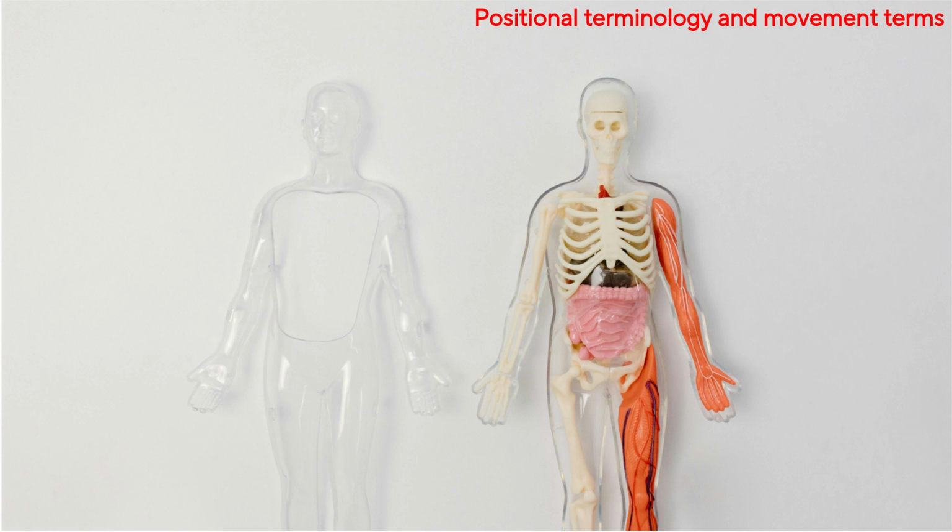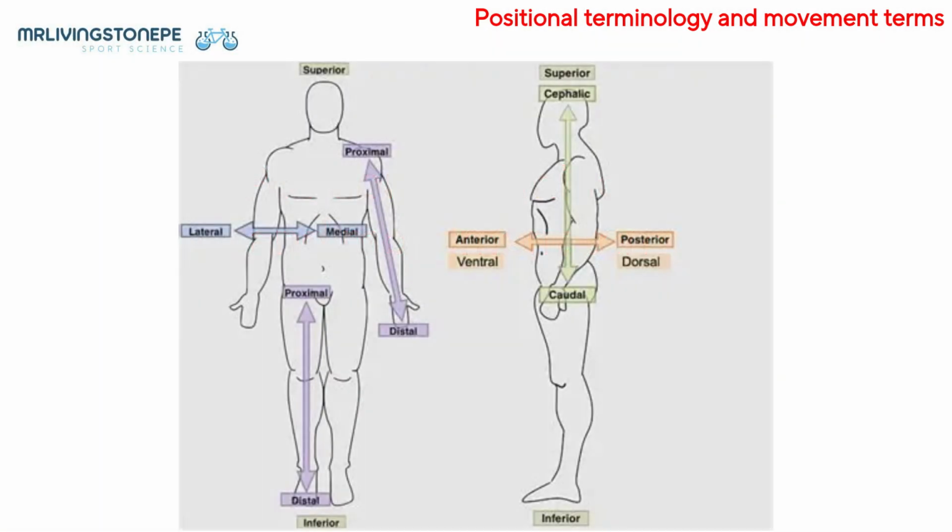facing forward, enabling consistent use of directional terms, including superior, meaning toward the head, and inferior, meaning toward the feet, anterior, meaning front, and posterior, meaning back, medial, meaning toward the midline of the body, and lateral, meaning away from the midline of the body, proximal, meaning closer to the trunk, and distal, meaning further away from the trunk, and lastly, intermediate, meaning between two structures.